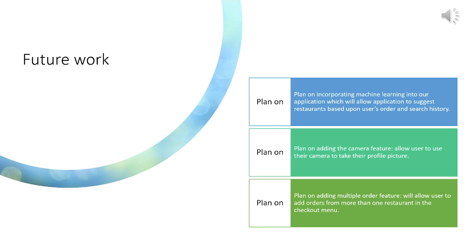As our future work, our plan is incorporating machine learning into our application, which will allow the application to suggest restaurants based upon the user's order and search history. The second one is adding a camera feature to allow users to use their camera to take their profile pictures. And the last one is adding a multiple order feature, which will allow users to add orders from more than one restaurant into the checkout menu.